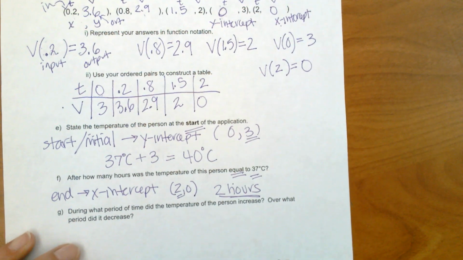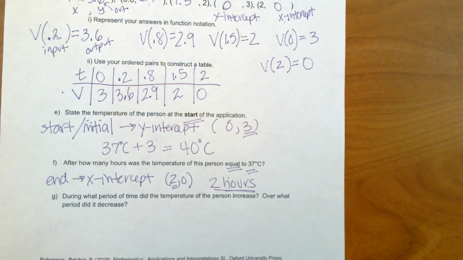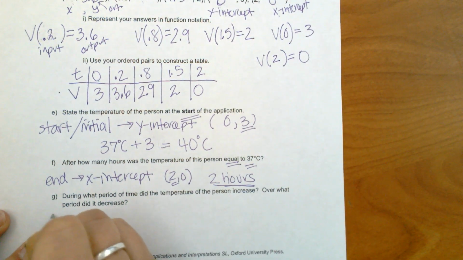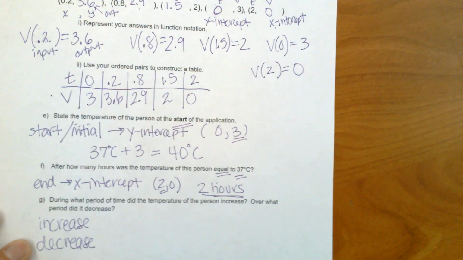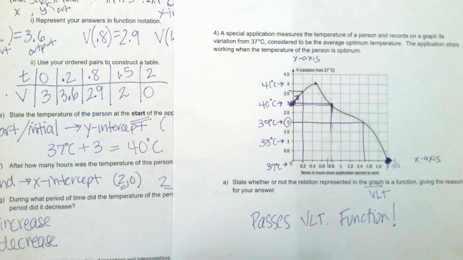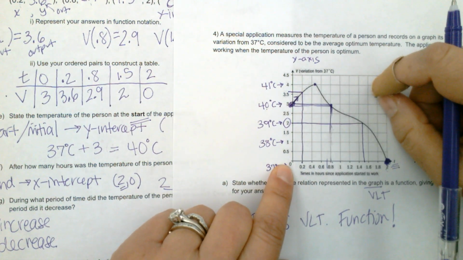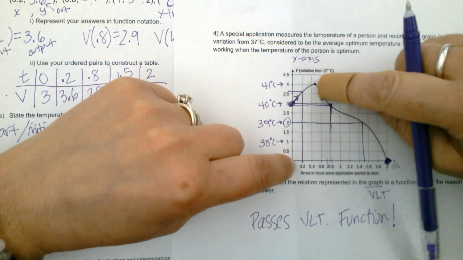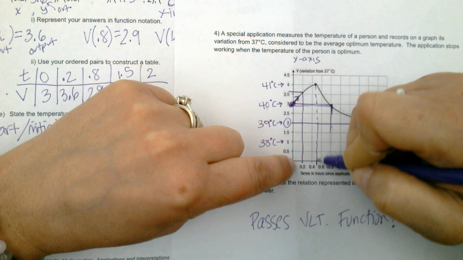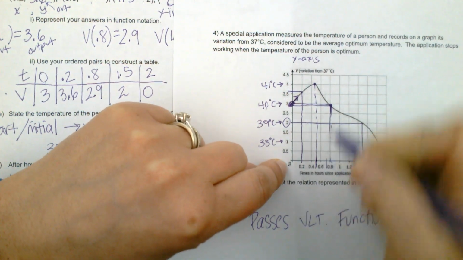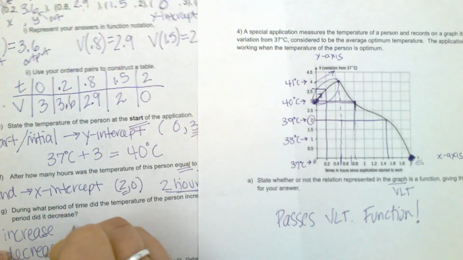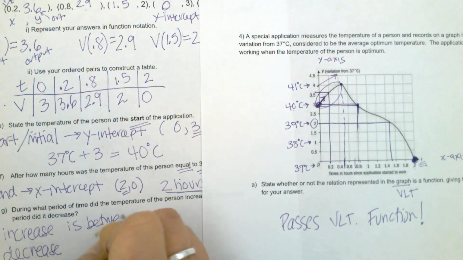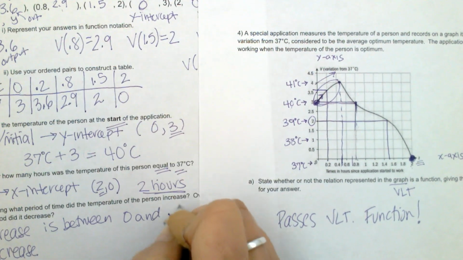And our last one, everybody: during what period of time did the temperature of the person increase? Over what period of time did it decrease? All they want you to do is look at the graph and see where the graph is increasing. We see that the graph is increasing between 0 and this point right here. So let's see what time that is. That's about between 0 and 0.5. This is the part of the graph that goes up. That's what they want you to notice. So our increase is between 0 and 0.5 hours.